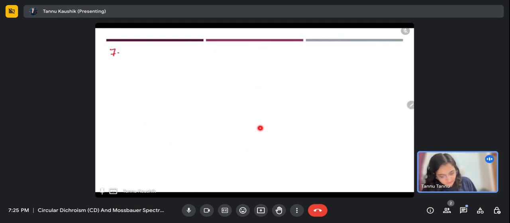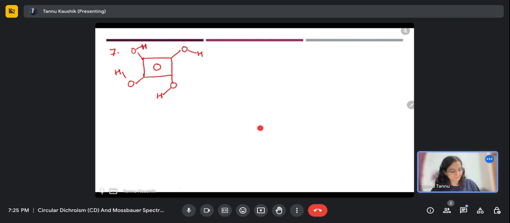Now the next question is this molecule. So first, the molecule is not linear, tetrahedral or octahedral. No. What is the principal axis of rotation present in this molecule?